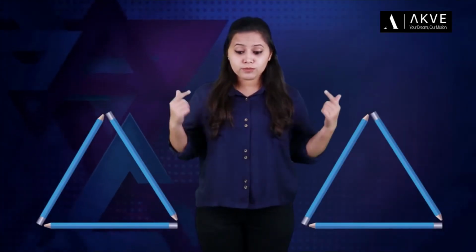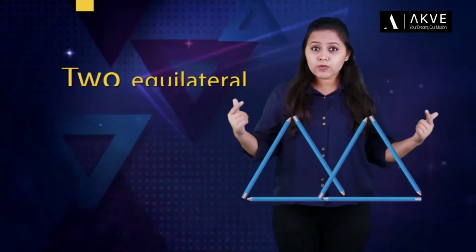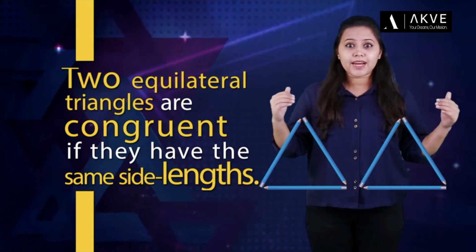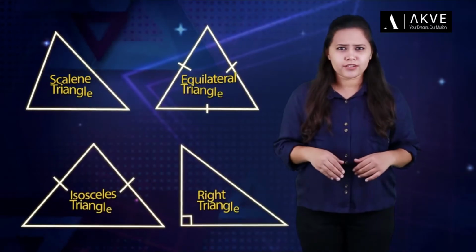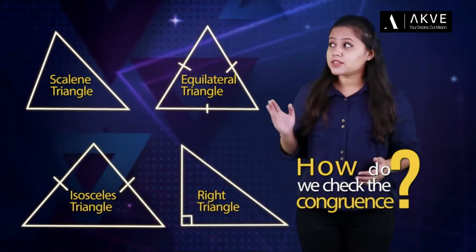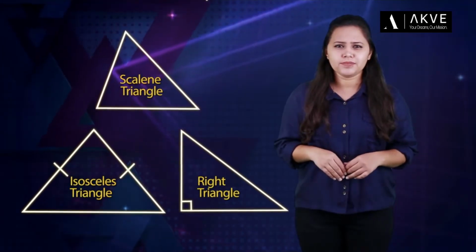Similarly, if we take 6 pencils of the same length and join them to form 2 equilateral triangles, the triangles will cover each other completely. So we can conclude that 2 equilateral triangles are congruent if they have the same side length. But not every triangle is an equilateral triangle, right? So how do we check the congruence if the triangle is other than the equilateral triangle?